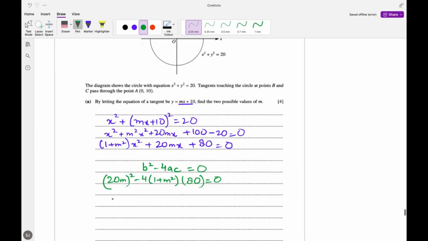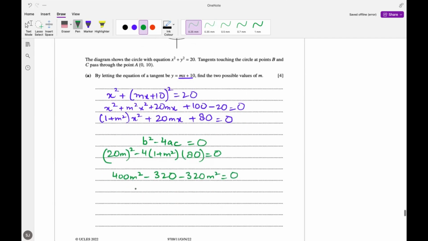Expanding (20m) squared, that will become 400m squared, minus 4 times 1 times 80 will be minus 320, and minus 4 times m squared times 80 will be minus 320m squared.